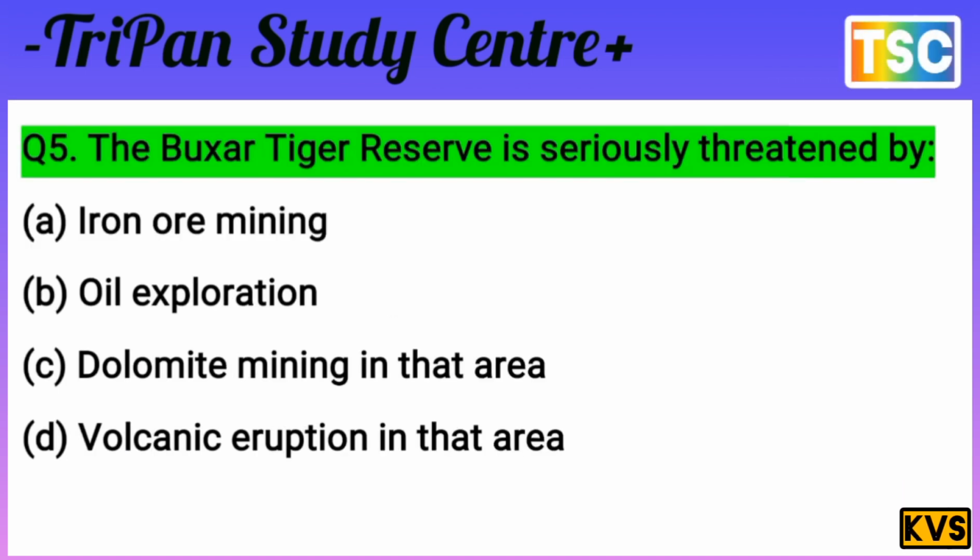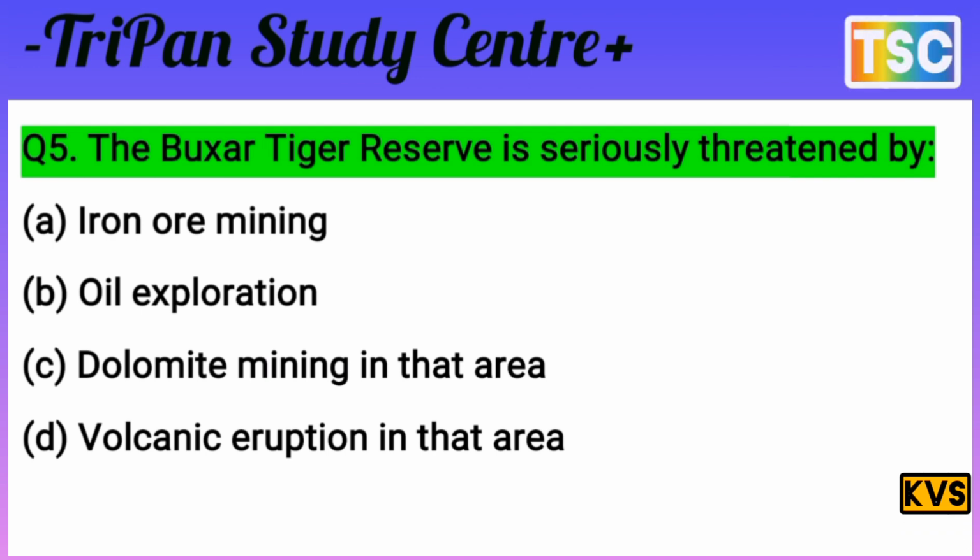The next question arrives here, and it's important. The question is: Buxa Tiger Reserve is seriously threatened by what? The options are A, iron ore mining, B, oil exploration, C, dolomite mining in that area, and D, a volcanic eruption in that area. The options are very important, but first of all, test your knowledge. I give you a few seconds.